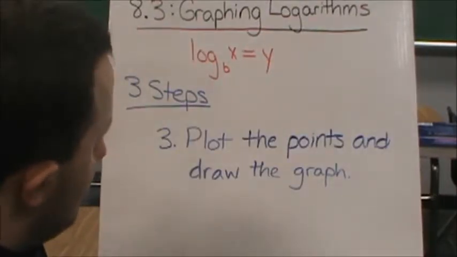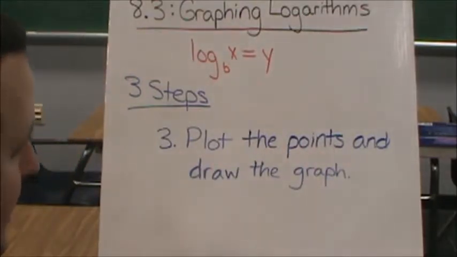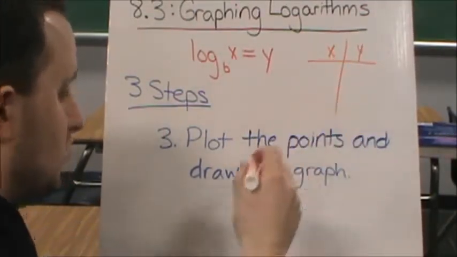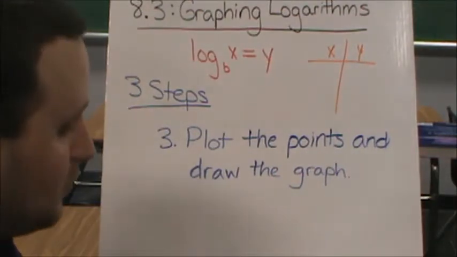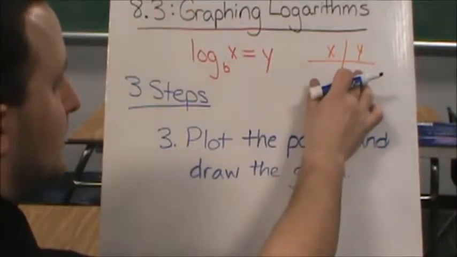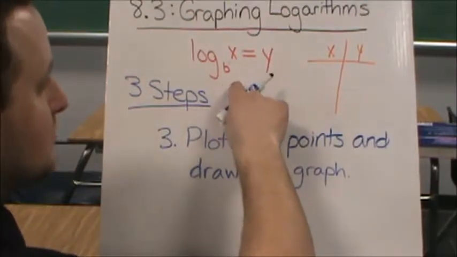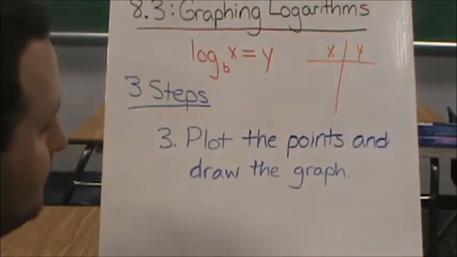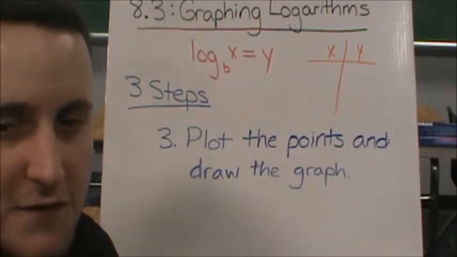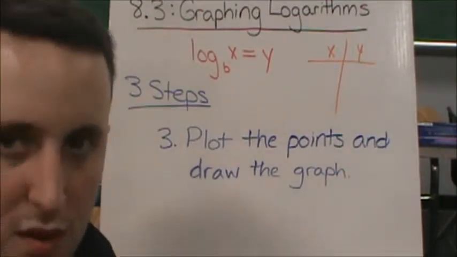The third step is to just plot all the points and draw the graph. The table of values we had is x and y. We'll go ahead and plot those points that we have found. Remember, our x values are our powers of b, and our y values are the values after we evaluated log base b of x at each x value. You'll see the process in more depth during the first example or two, and then we'll get a little bit more complicated.